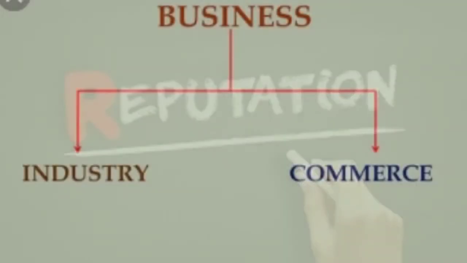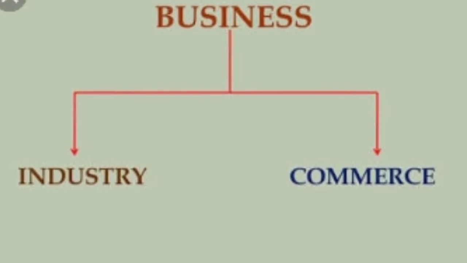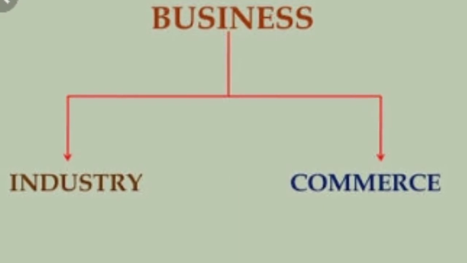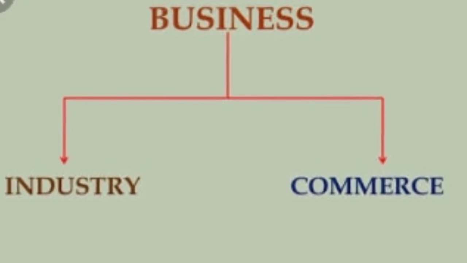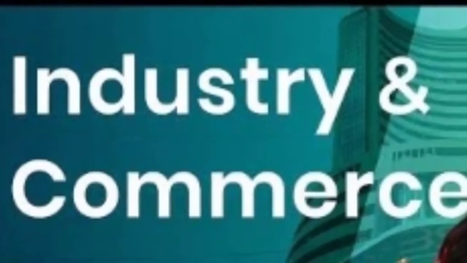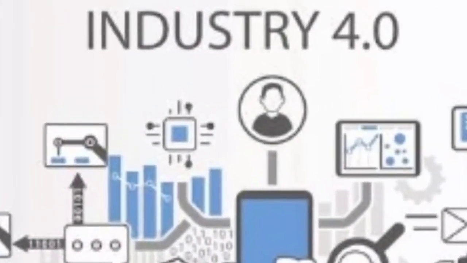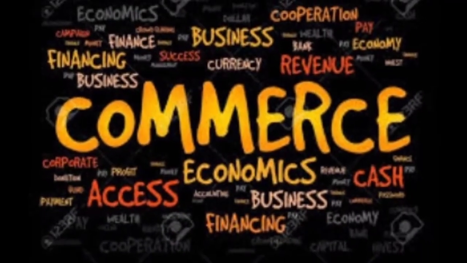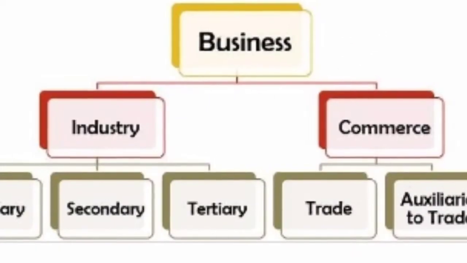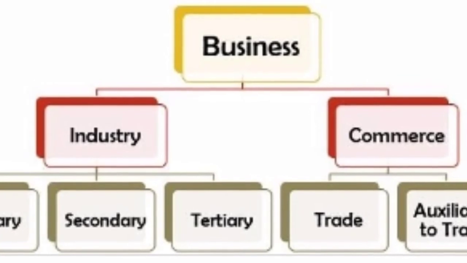Next, we move to the classification of business activities. Mainly, business activities are categorized into two. The first one is industry and the second is commerce. Industry is an important branch of business which is related with the production and distribution of goods and services. Commerce is the second important branch of business which is related with the distribution or exchange of goods and services. So industry and commerce are the two main branches of a business.